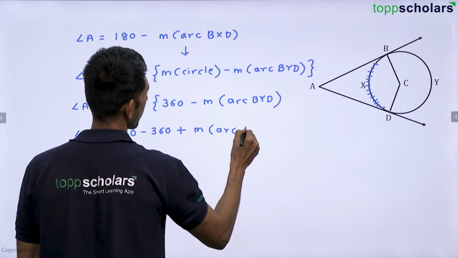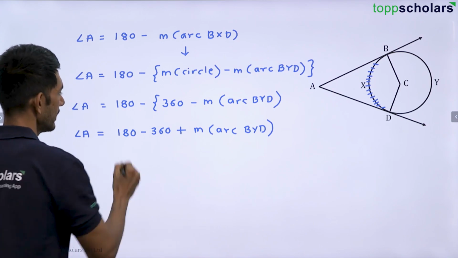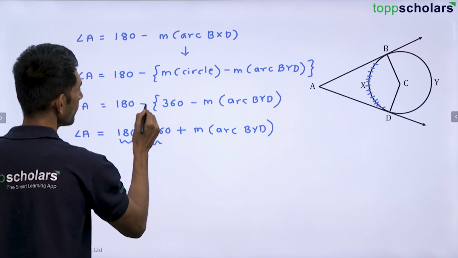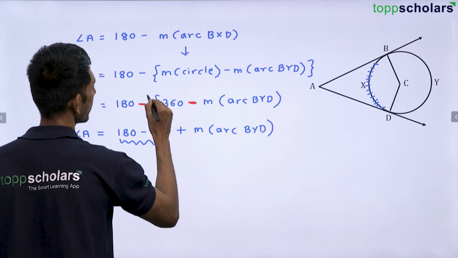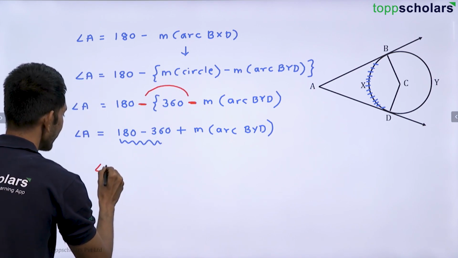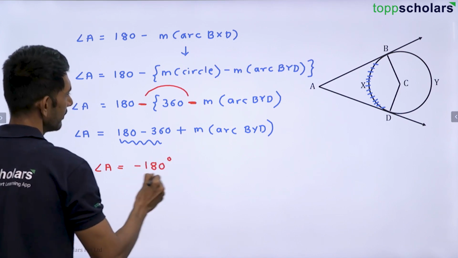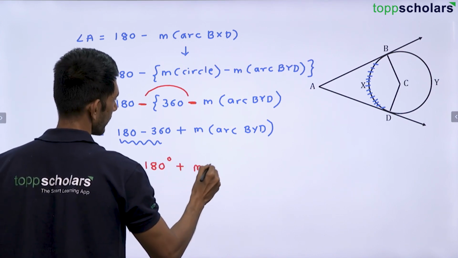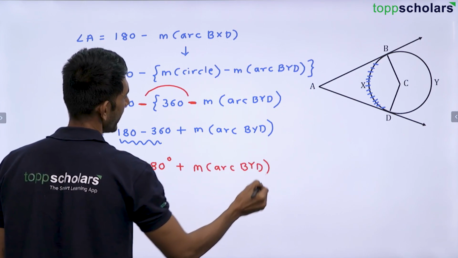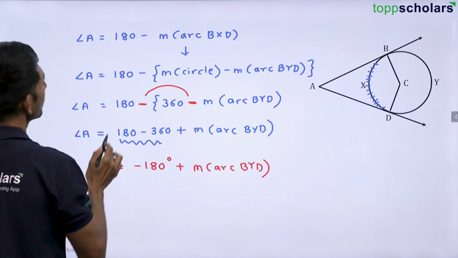So this becomes angle A is equal to 180 minus 360 plus measure of arc BYD. But this is 180 minus 360, and how did we get plus here? This is because of this minus and this minus, it became plus, correct? Now this becomes minus 180, so can I say angle A will be equal to minus 180 degrees plus measure of arc BYD.